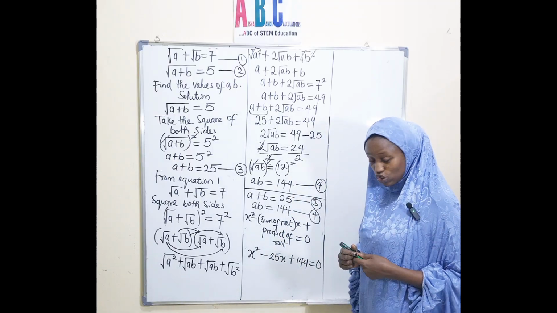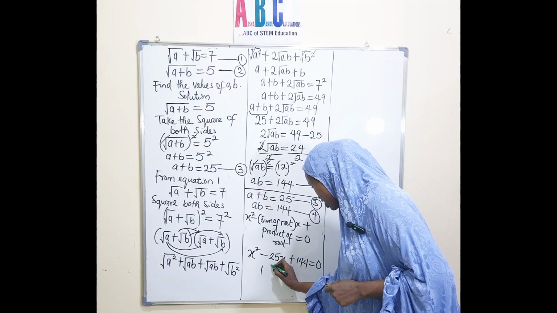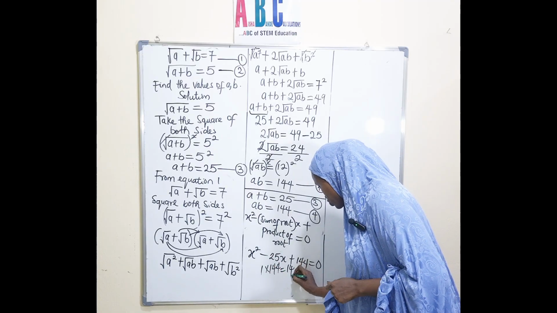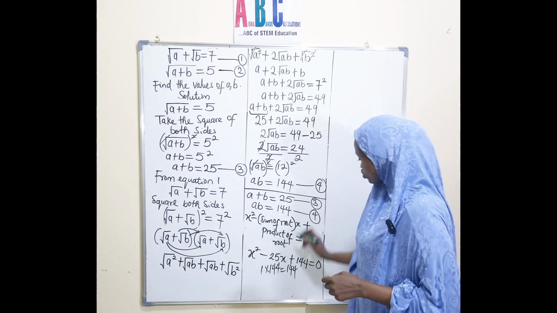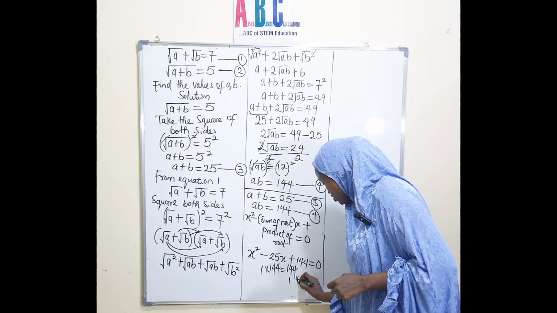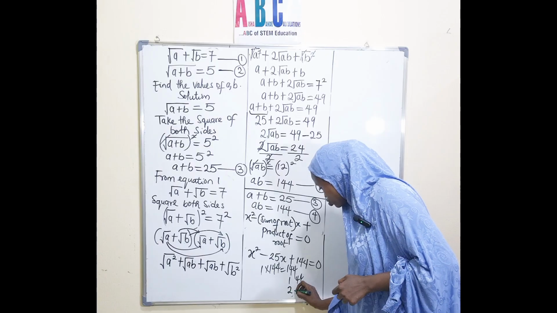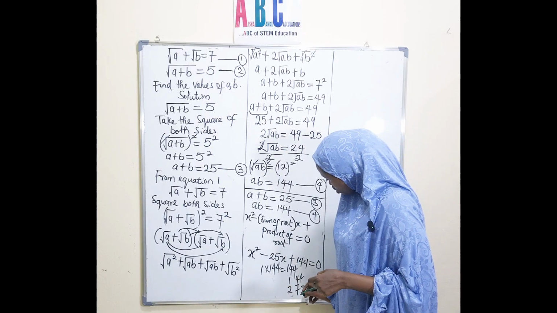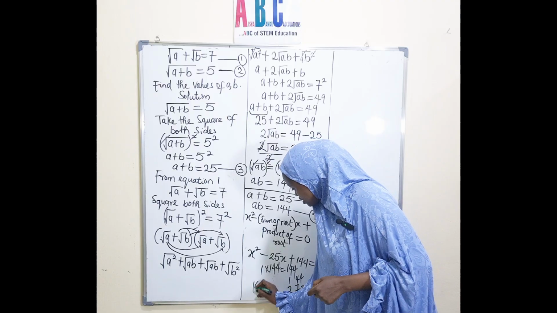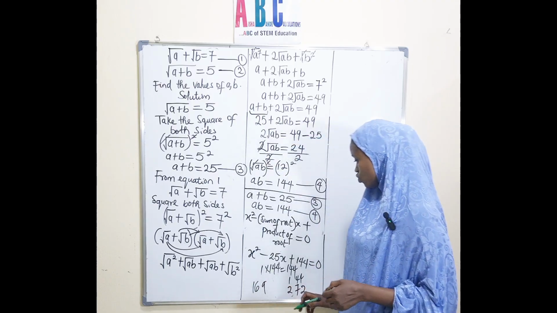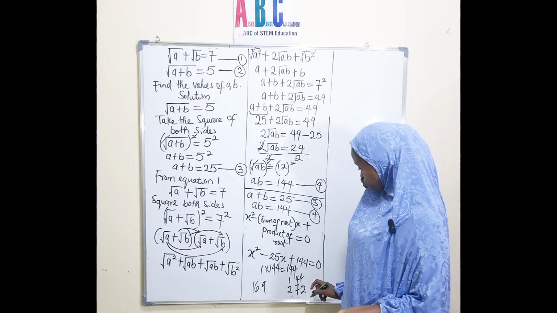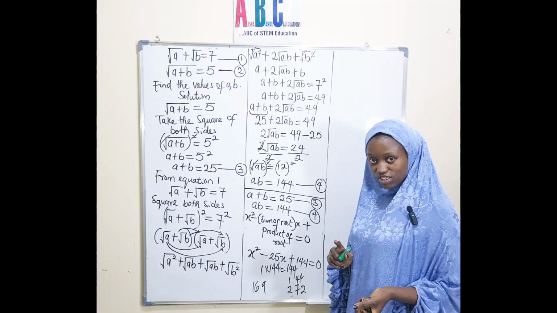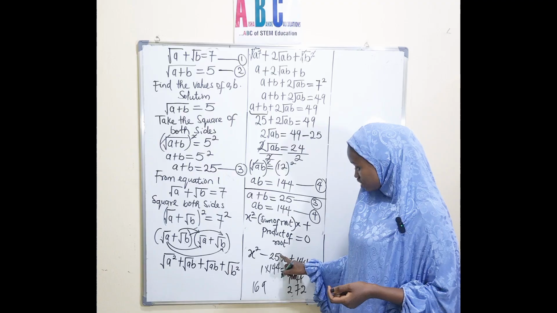Now let's use the factorization method, right? We have 1 and 144. So 1 times 144 will give us 144, right? So we have factors of 144. We have 1 and 144. We have 2 and 72. Another factor, we have 16 times 9. That will give us 144. So we are going to pick two factors of 144 and ensure that we either add or subtract to give us the middle term, which is minus 25.